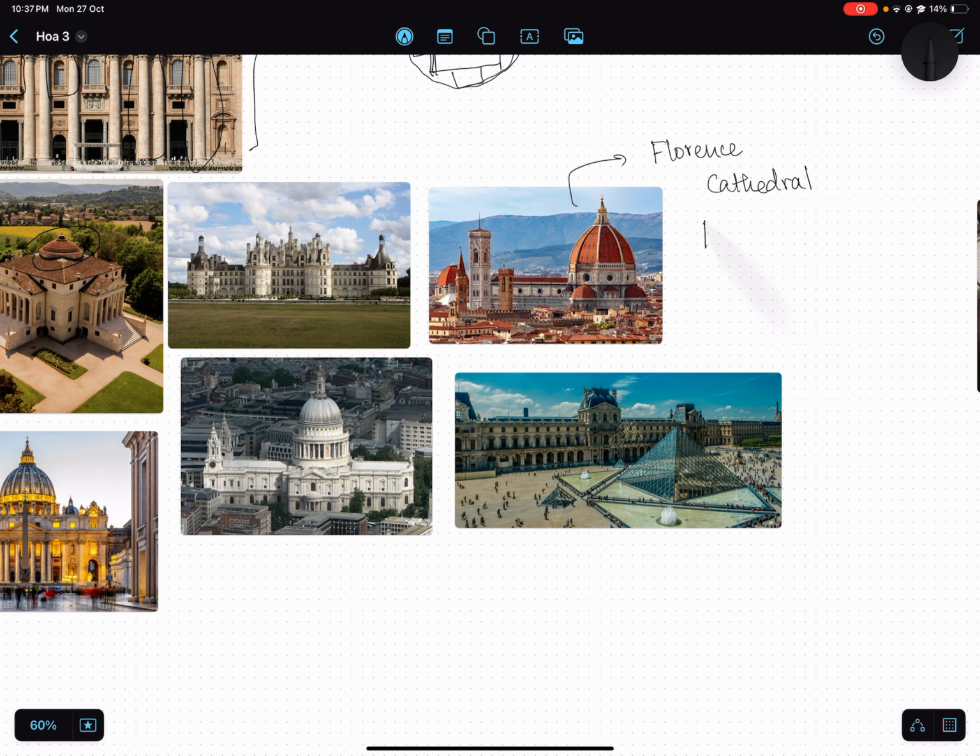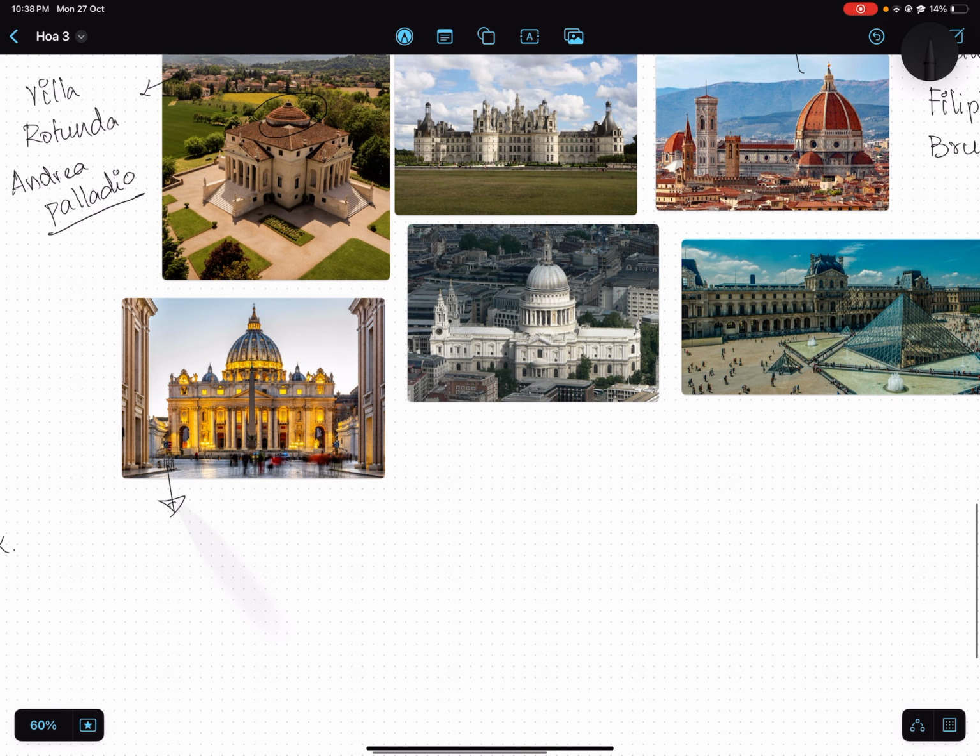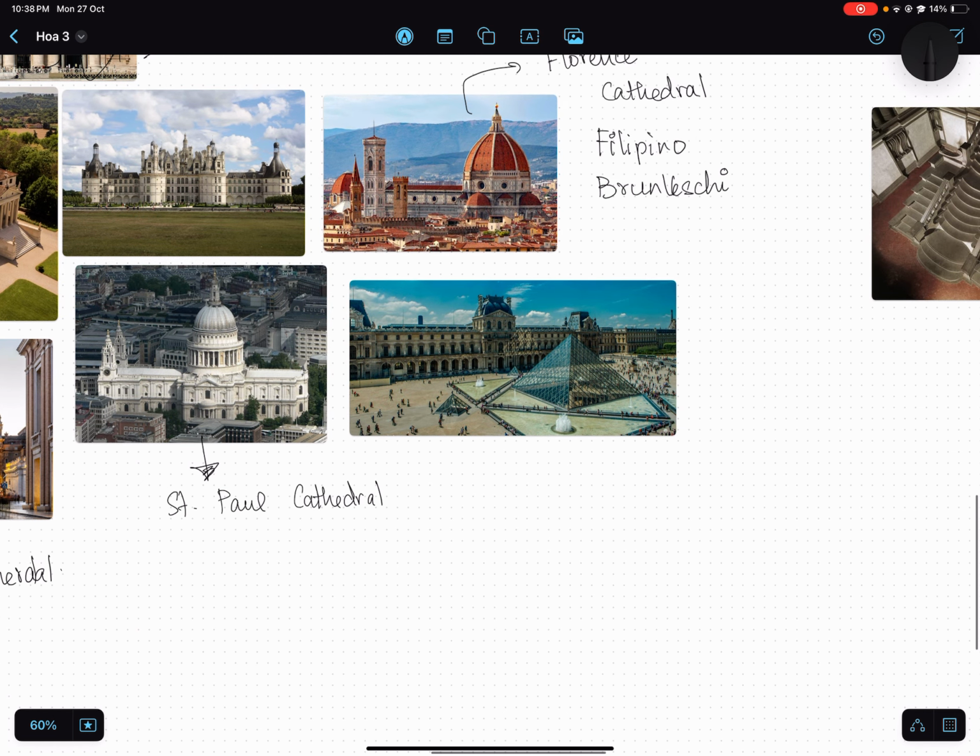By Filippino Brunelleschi. This is your St. Peter Cathedral. This is St. Paul Cathedral. And this is your Louvre Museum.